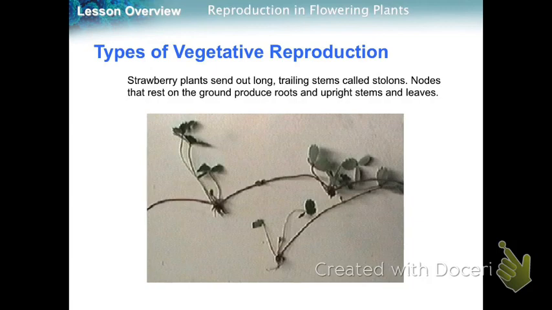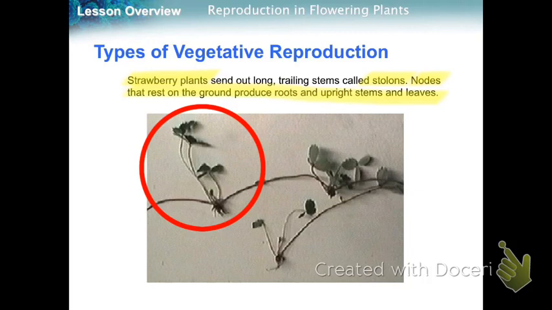Strawberry plants send out what we call runners. I would call it a runner. The technical term is stolons. They have nodes that rest on the ground that produce roots and upright stems and leaves. So right here, there's the runner going to the left and the right, but here's the root system down at the bottom. And then the leaf system, the shoot system, up above. These are called stolons.